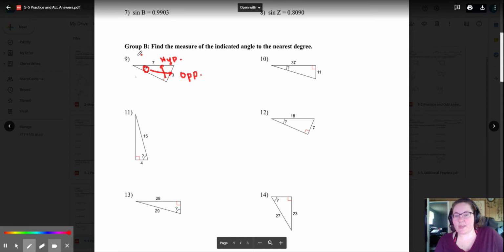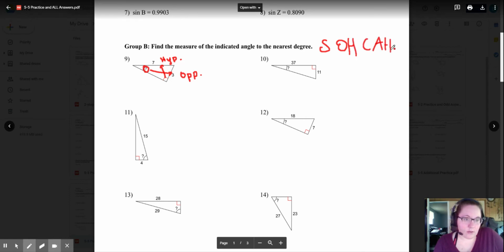So this is going to tell us which trig function we're going to use. So up here, I'm going to write SOHCAHTOA. Okay, so I need to use the trig function that has an opposite and a hypotenuse. Opposite and hypotenuse, that means it's going to be sine. So we're going to write it the exact same way that you guys did in the last problems on the last paper. So it's going to be sine of our angle.